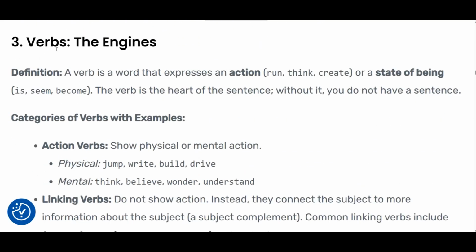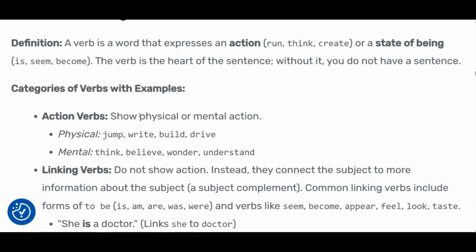Verbs, we are calling them the engines. Its definition: a verb is a word that expresses an action, that is, run, think, create, or a state of being like is, seem, become. The verb is the heart of the sentence, and without it, you do not have a sentence.